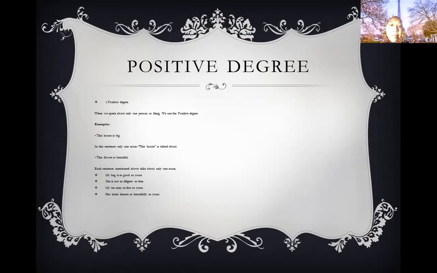Let's see another example. My bed is as good as yours. She is not as diligent as him. My car runs as fast as yours. Her sister dances as beautifully as yours. So all of those are examples of positive degree.